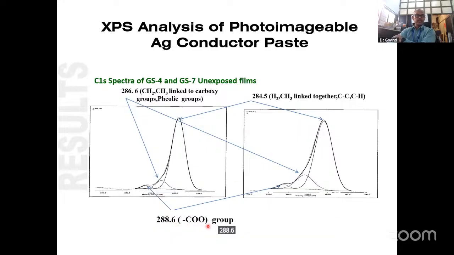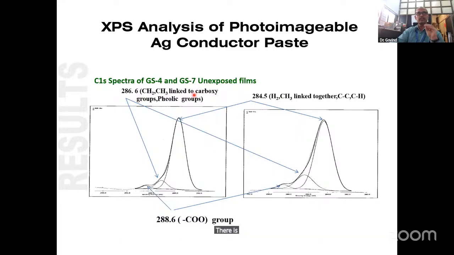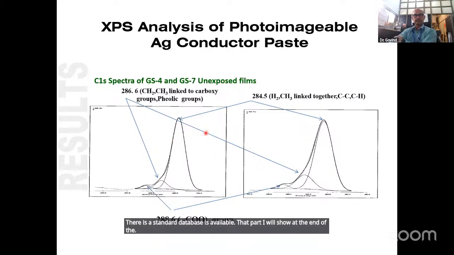288.6 binding energy is related to COH termination. 286.6 binding energy is again related to CH2 or CH2CH3 linked to a carboxylic group or phenolic group. Now you will have a question: where did you get these numbers from? No, there is a standard database available. That part I will show at the end of the presentation.